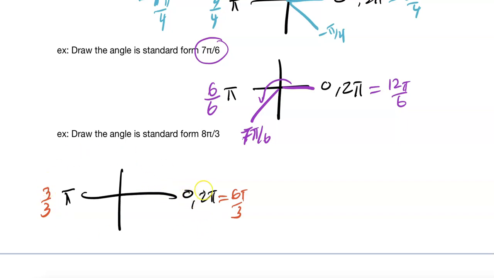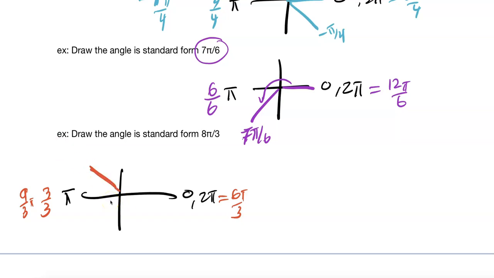3, 6, 9. And I could go 12 and 15. I can keep on going around. Where's 8 at? 3, 6, 9. One short. So this quadrant.